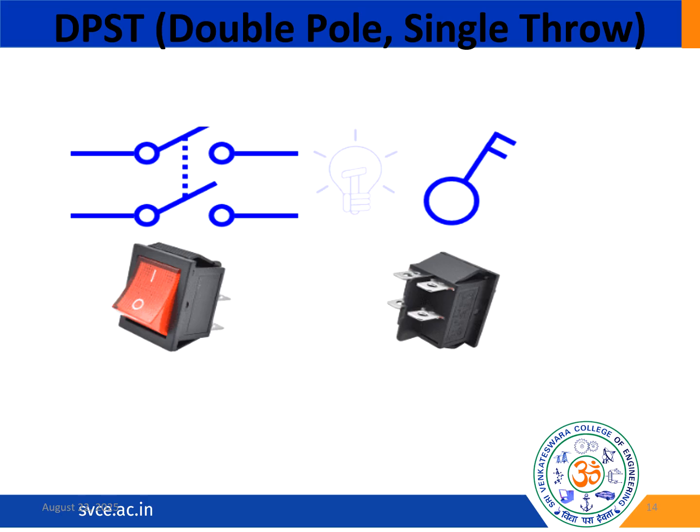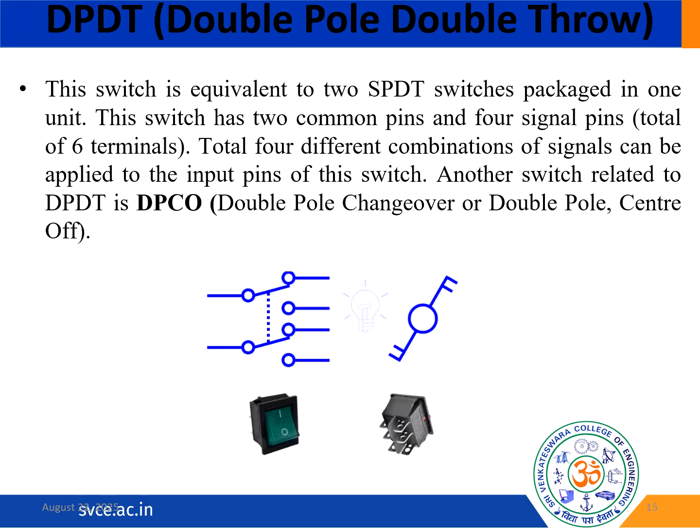Okay. So next, we'll be seeing about DPDT. DPDT is double pole double throw. This switch is equivalent to two SPDT switches packed in one unit. In this switch we have two common pins and four signal pins, so you have to understand we have a total of six terminals. Four different combinations of signals can be applied to the input pins of this switch.